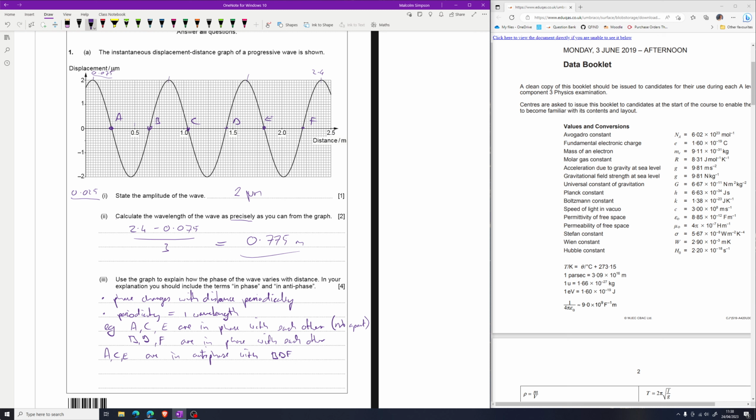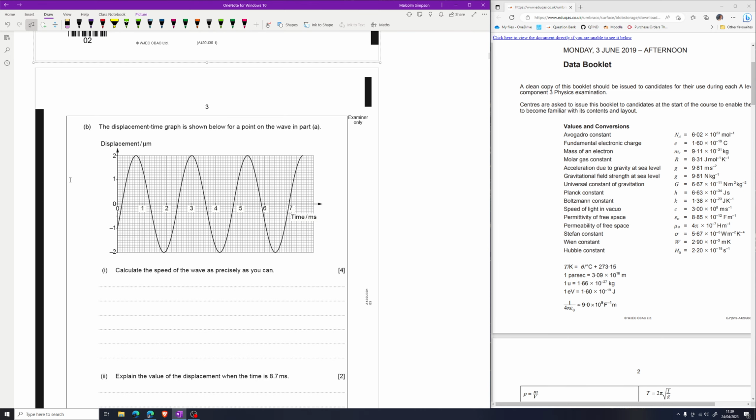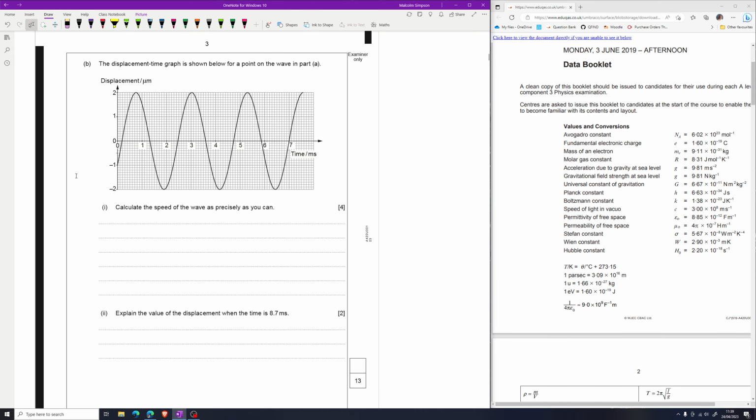And A, C, E are in antiphase with B, D, F since they are lambda over 2, or 3 lambda over 2, 5 lambda over 2 apart. Something along those lines. Okay, I suppose you could have put in a more general one, couldn't you? Anyway, let's move on. I feel like I'm doing this quite slowly.